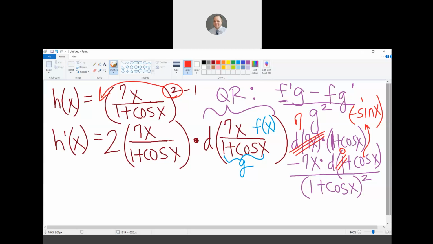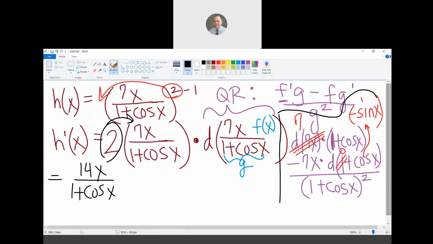All right, so let's put everything together. 2 times 7x, we can go ahead and make that 14x, all over 1 plus cosine x. And let's bring all of this over, times 7 times 1 plus cosine x.